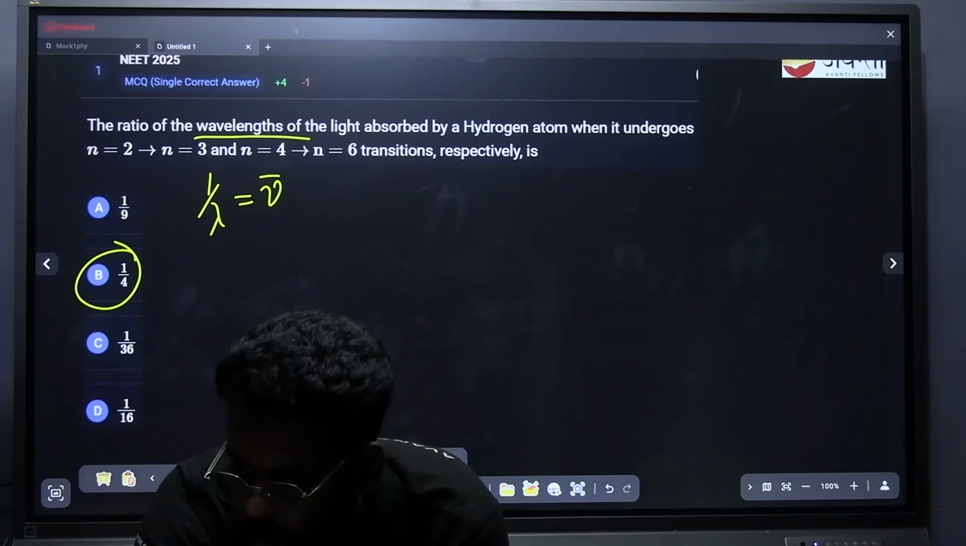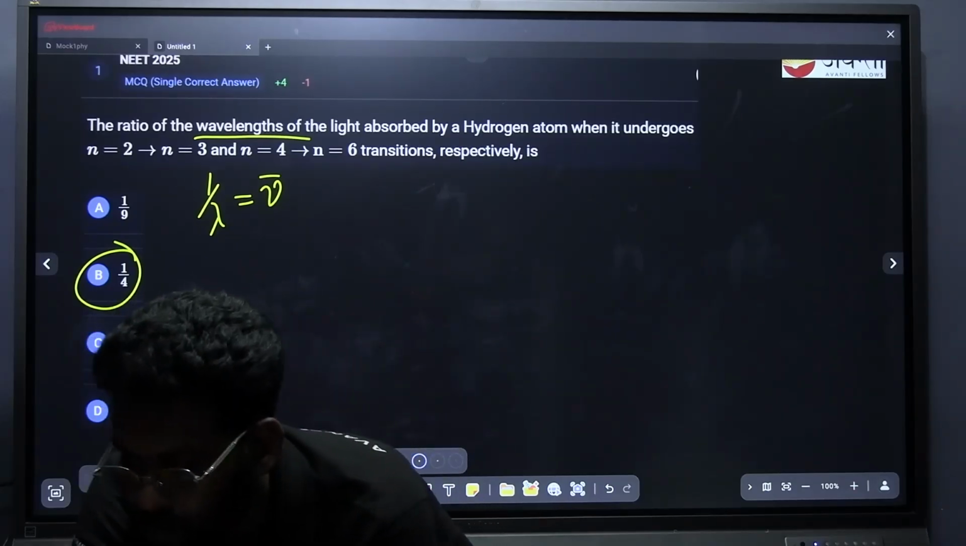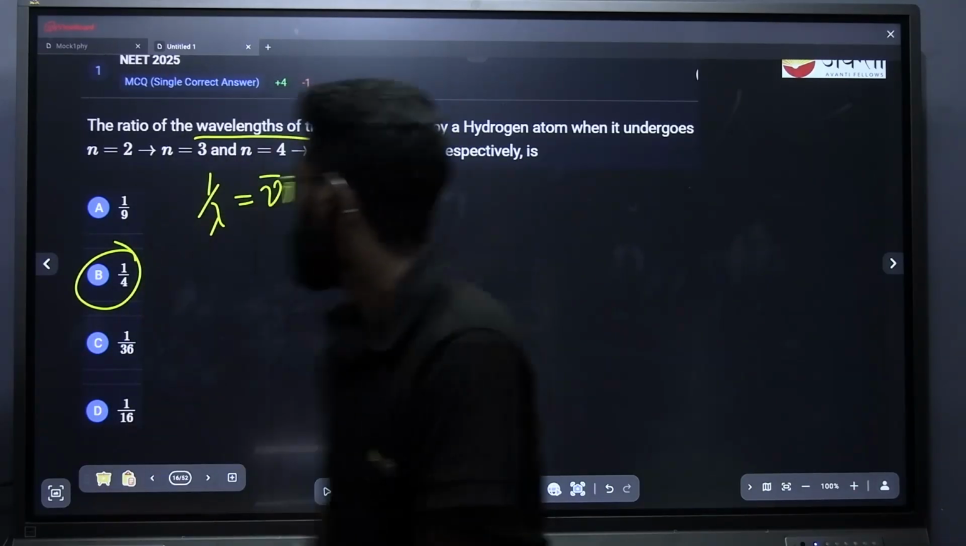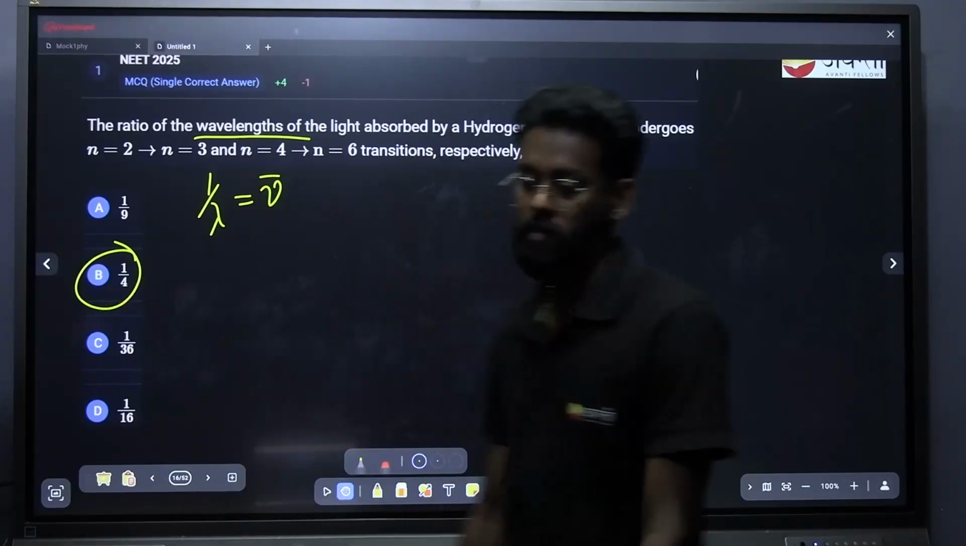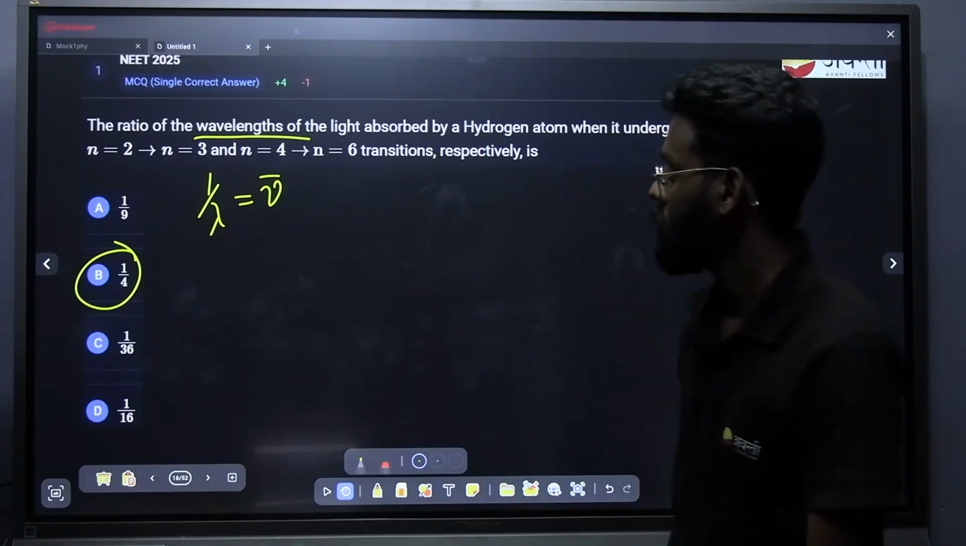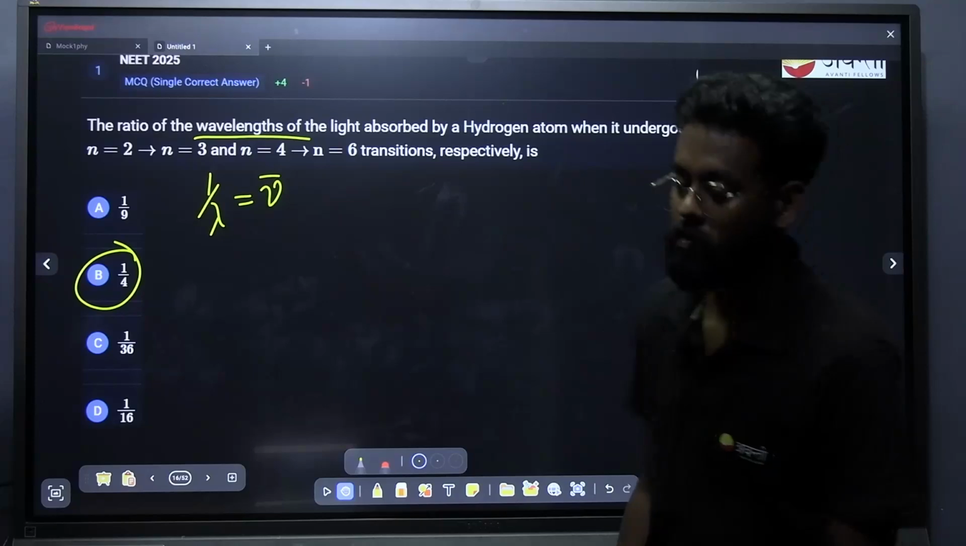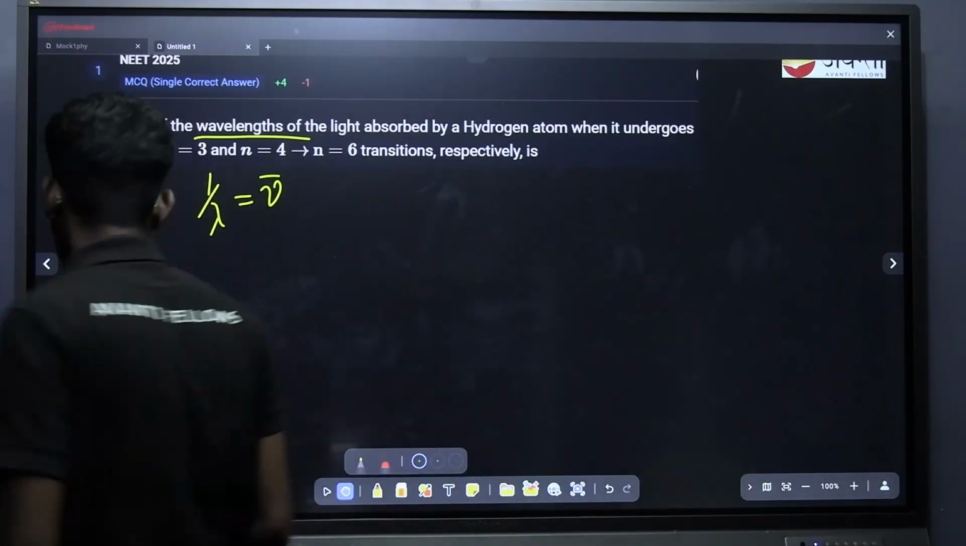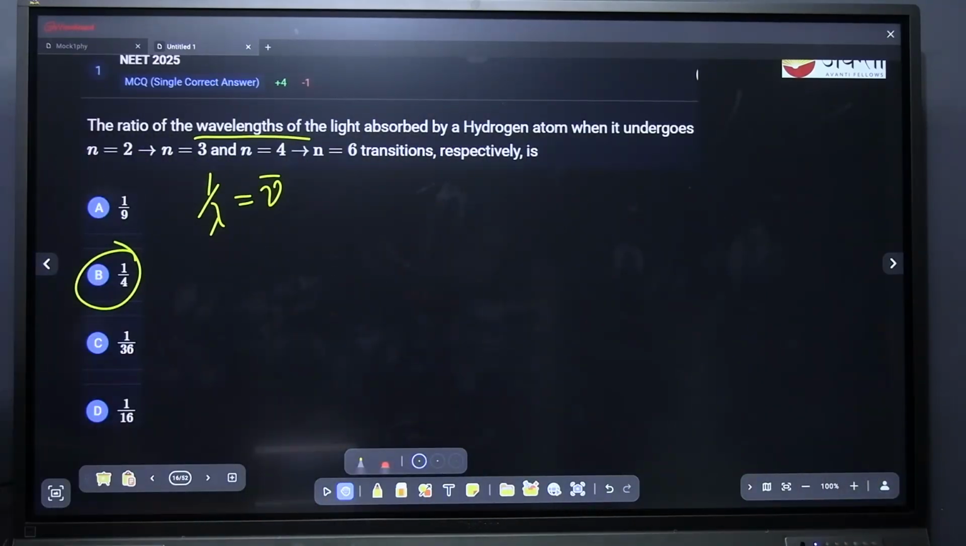1 by 4, sir. 1 by 4. Yogesh is saying option D. Okay, we'll see. We can solve it. I think we are getting multiple answers, so it should be solved in the class.